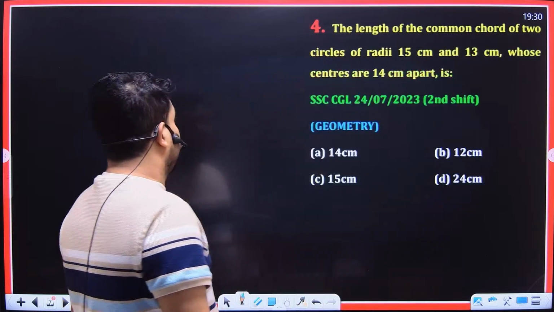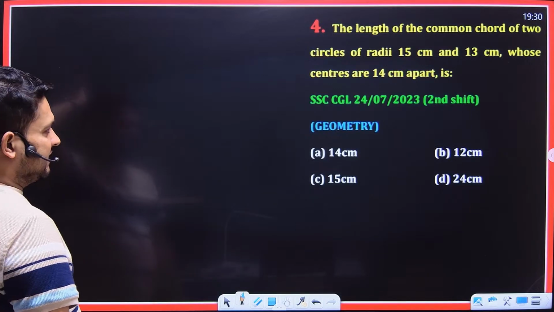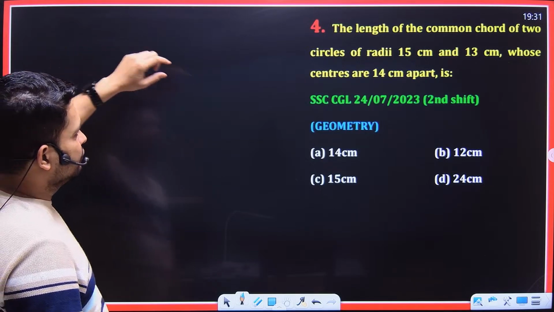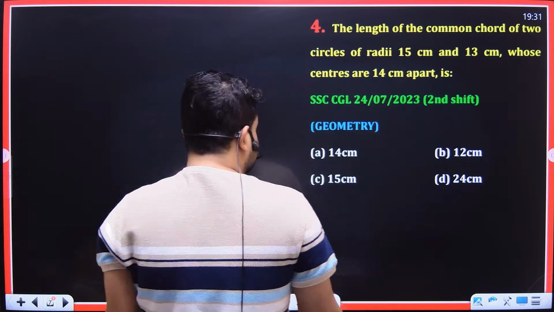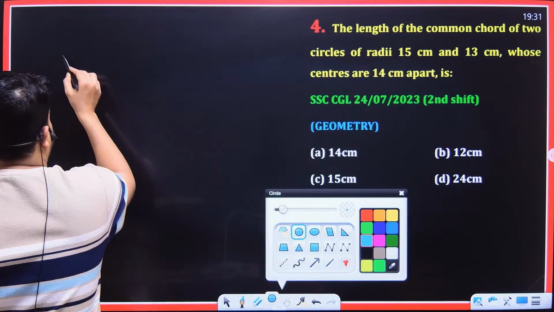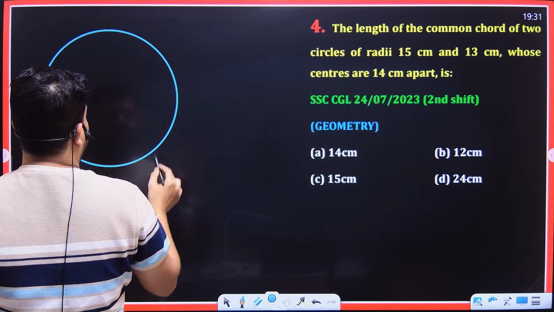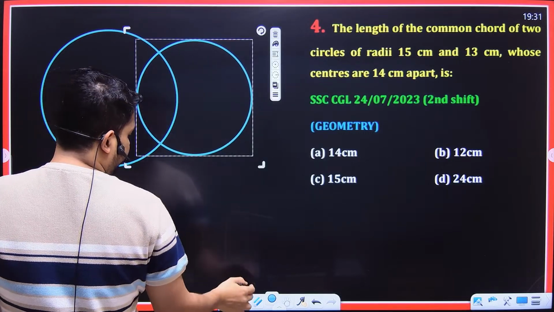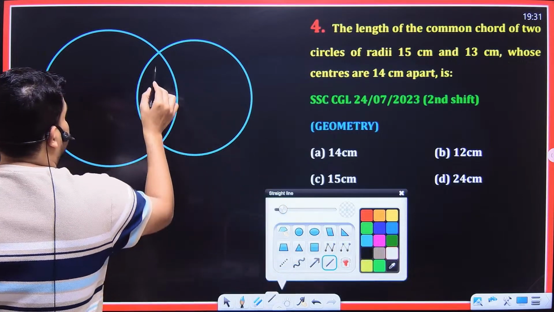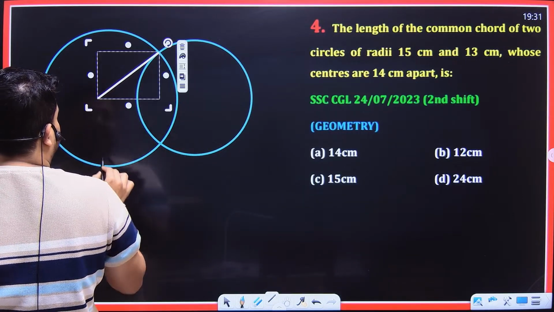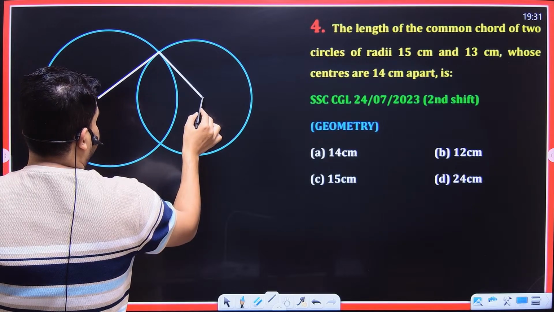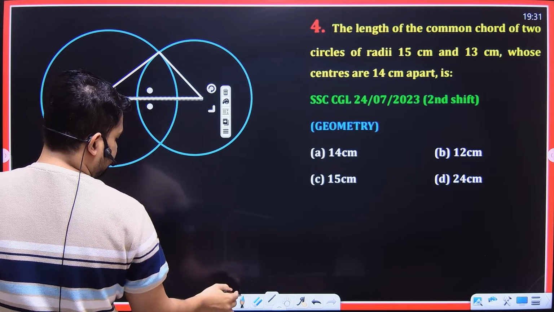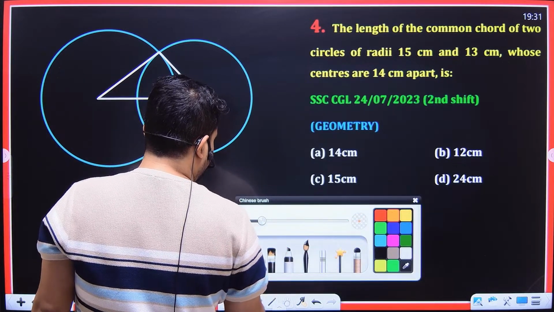Next. The length of the common chord of two circles of radii 15 centimeter and 13 centimeter, whose centers are 14 centimeter apart, is. See, we have a question here. We have done the same type of question in our previous sessions. What we have is two circles, and we have their radii, and we have the distance between their centers.